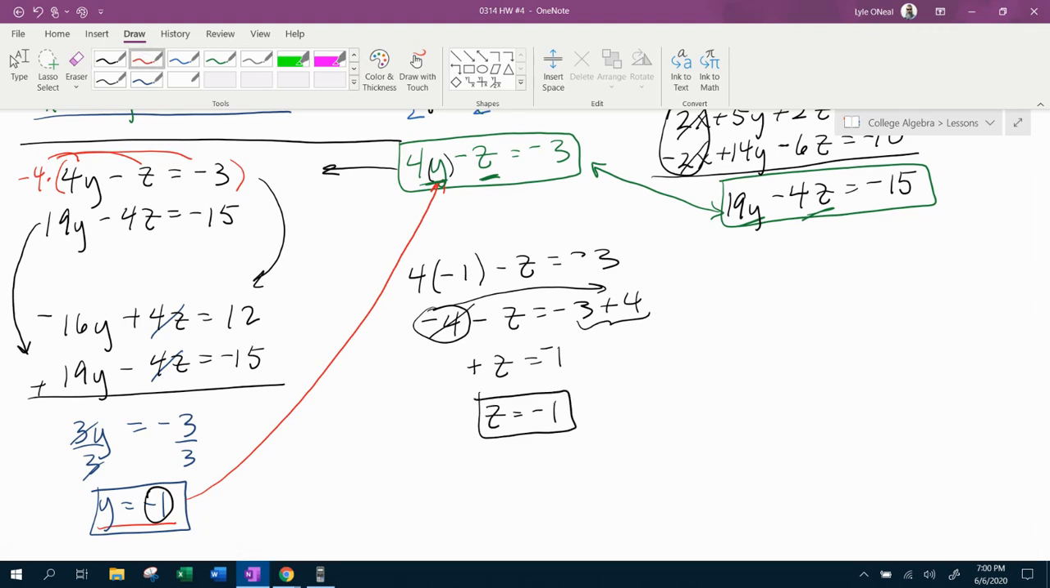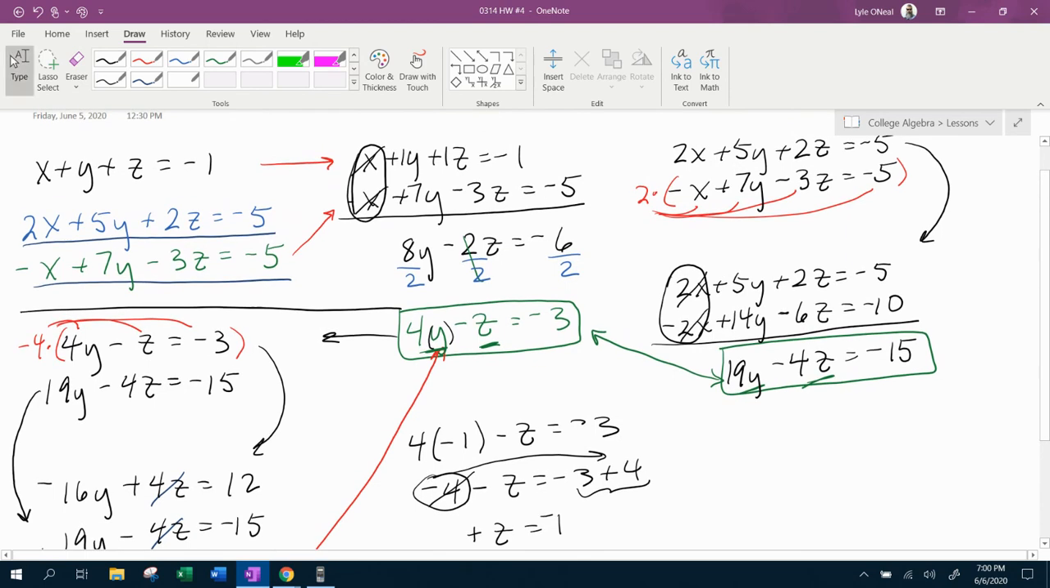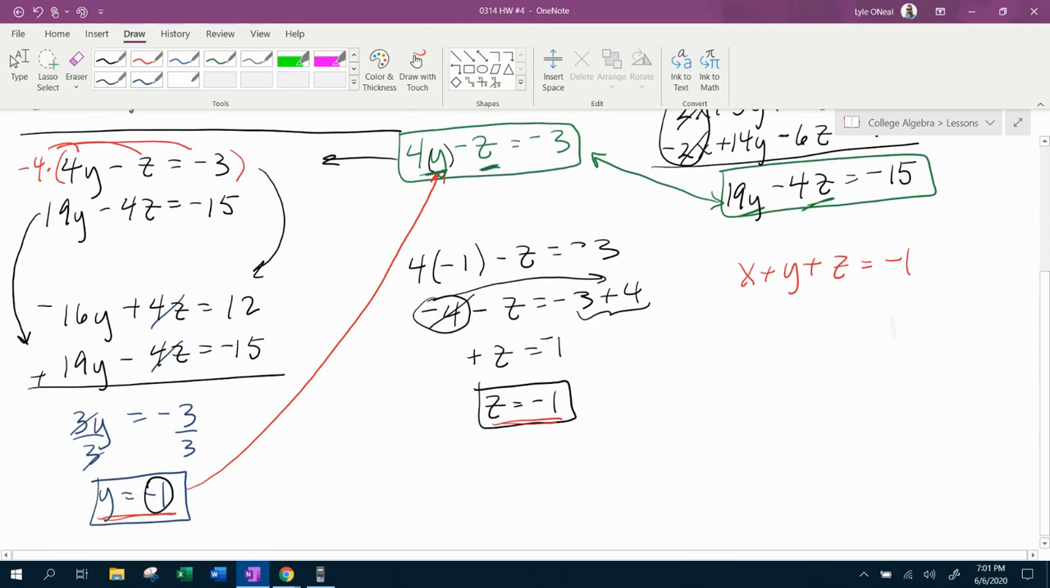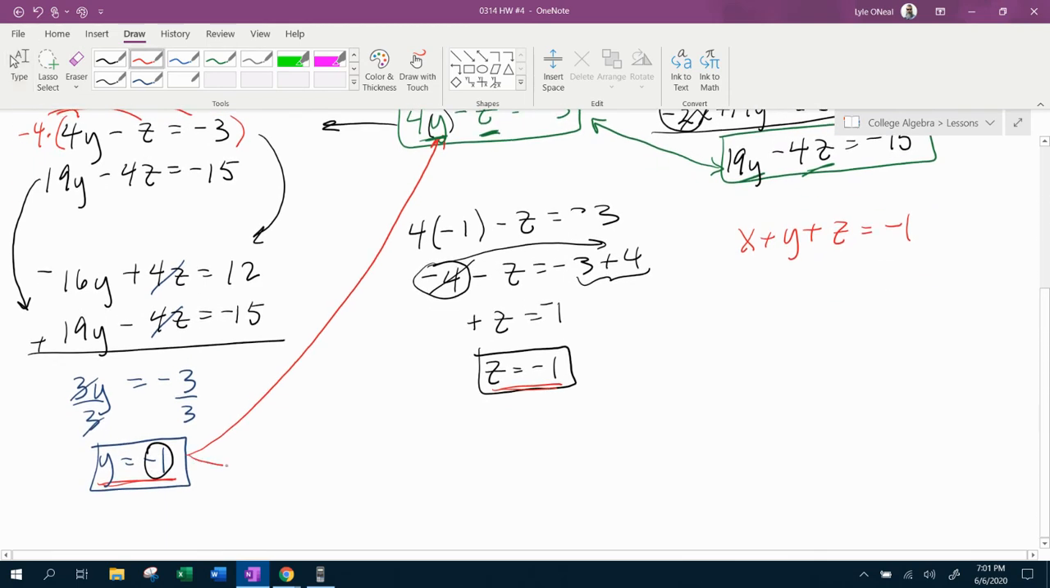All right, so now I know 2 of the 3 pieces. Now I can go back to one of the original equations and solve for x. And I choose the first equation because it looks like the easiest to plug into, okay? So we're going to recopy that down here. X plus y plus z equals -1. And then I'm going to plug in for y and for z. And I'm going to be able to find x.